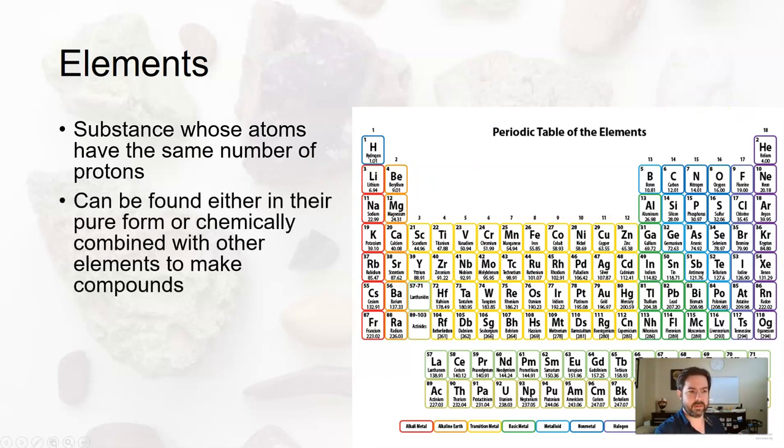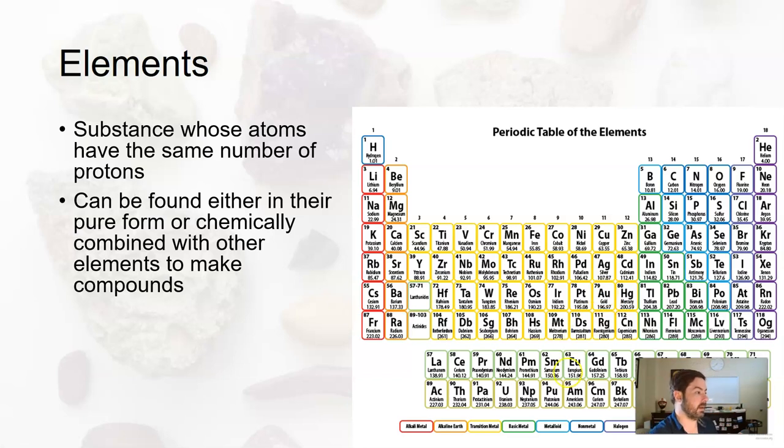Elements can either be found in their pure form or chemically combined with other elements to make compounds. Let's say you're digging and you find a chunk of gold. Gold is number 79 on the periodic table of elements, so it has 79 protons. So it's just gold. It's just billions and trillions of gold atoms. That's it.